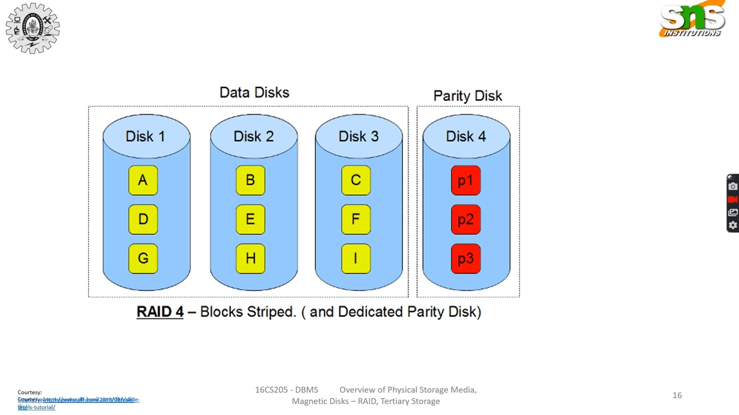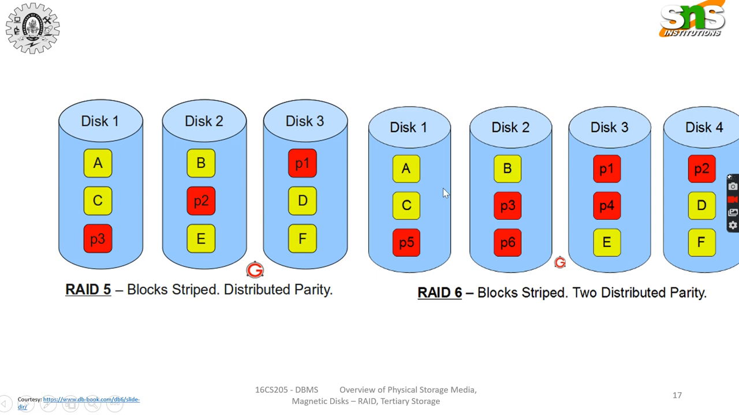And the next one is RAID level 4, where block level striping is done. So for each block, one dedicated parity is calculated and stored in the parity disk. And this is block level striping, where instead of storing the parity in a different disk, it is stored in the same disk. So for A and C, the parity bit is P3 and is stored in the same block, and it continues here.